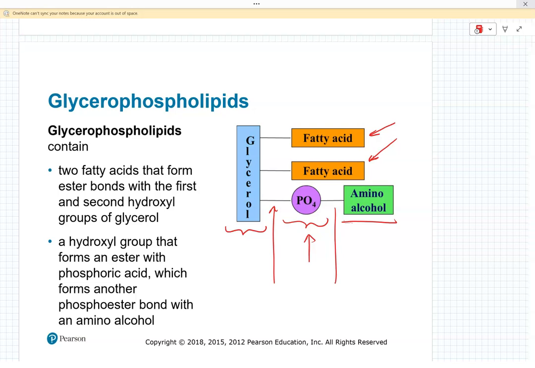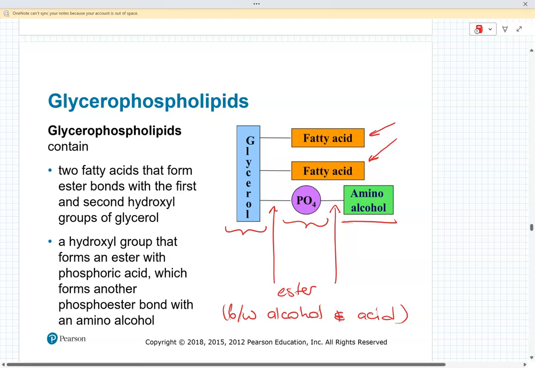So this and this are ester bonds because, remember, an ester is formed between an alcohol and an acid. Well, the phosphate residue is basically a residue of an acid, phosphoric acid, while amino alcohol and glycerol are alcohols.